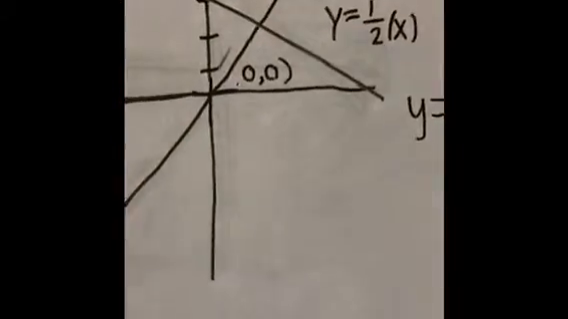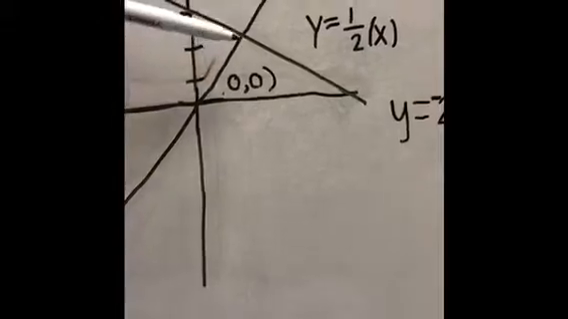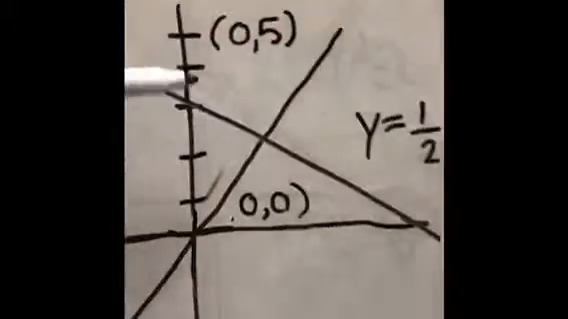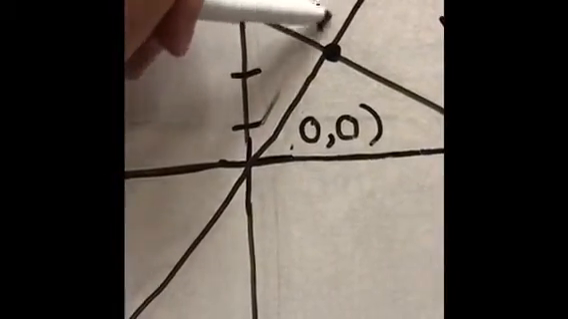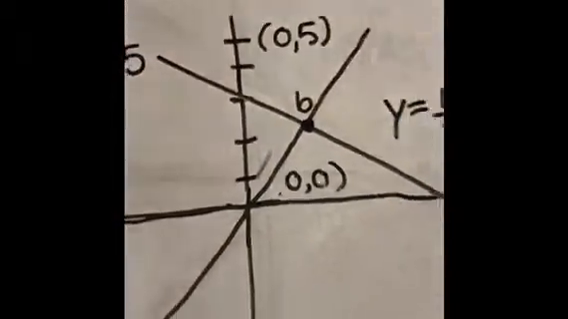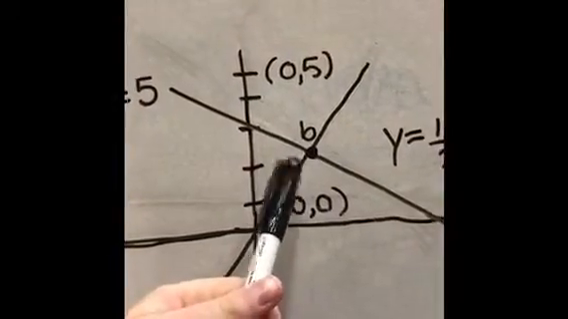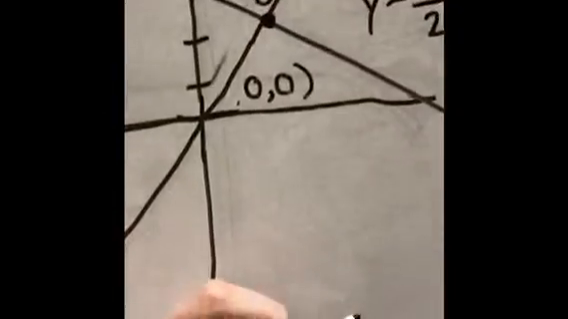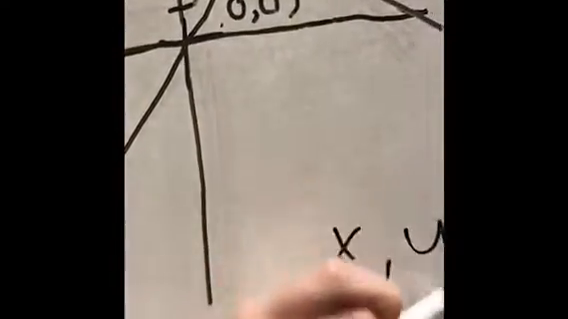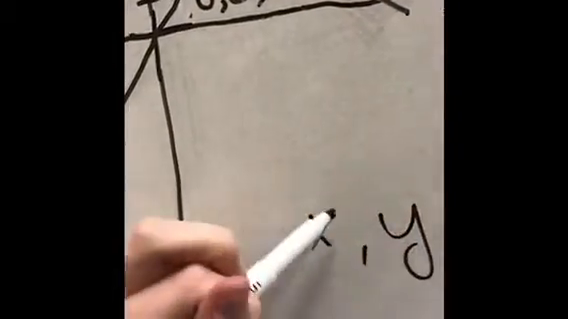Now what we want to do is find that specific point where the 2 lines intersect, which as you can see is right here. And we can just label that B. And in order to find the point where they intersect, we need to find x and y. We will be needing to find these.